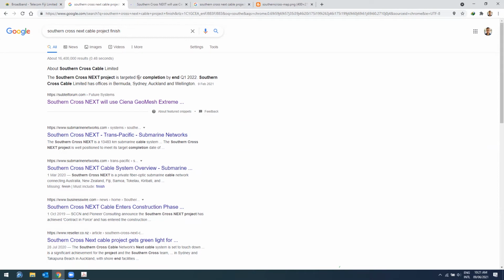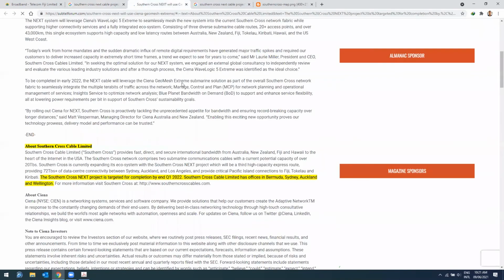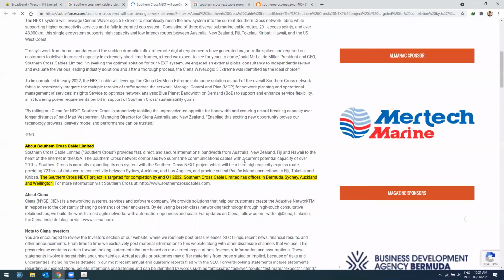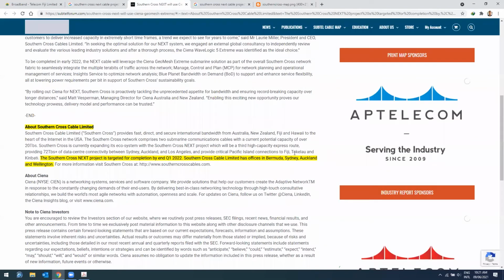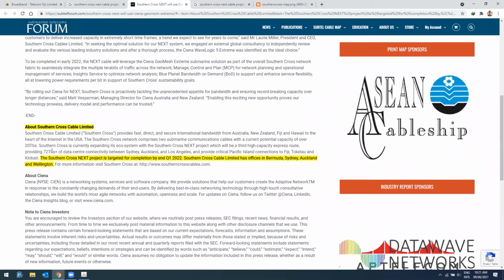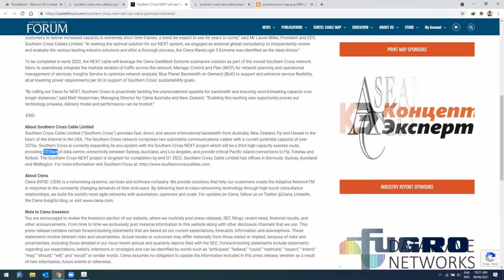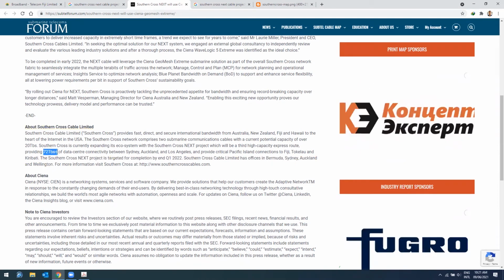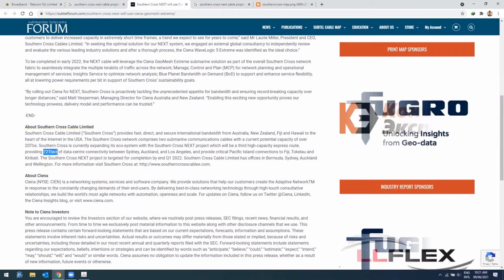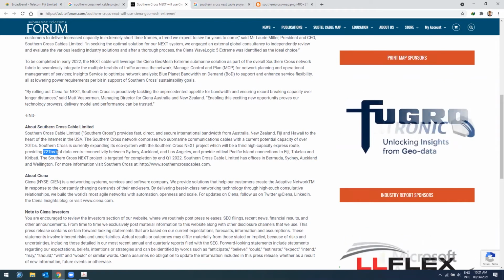So the target is to complete it by Q1 2022. So next year, by the end of April, they should be able to finish it. Okay, so it's providing 72 terabyte per second plus. That will be the speed. We're not talking about gigabyte, we're talking about terabyte, 72 terabyte.